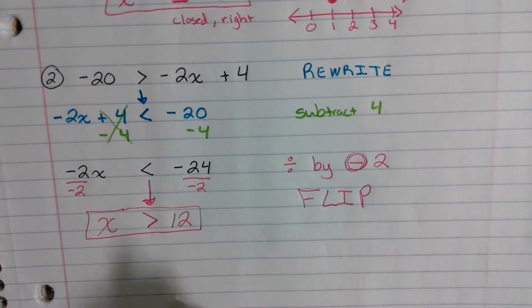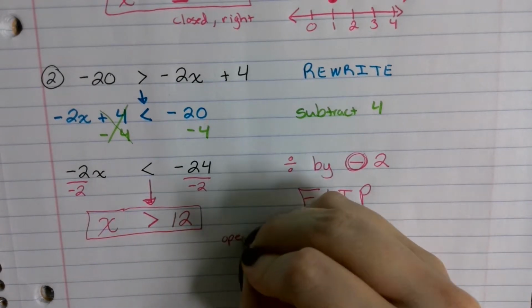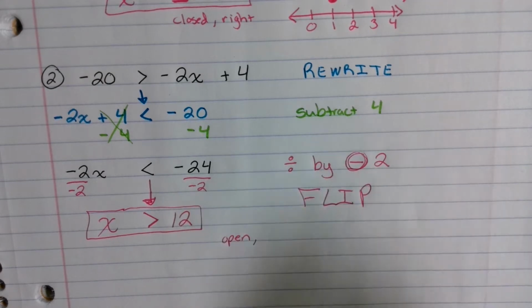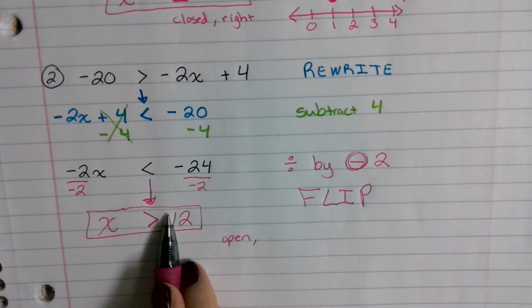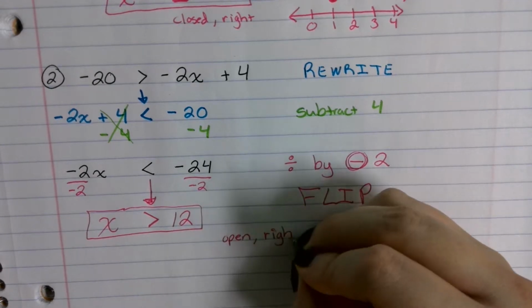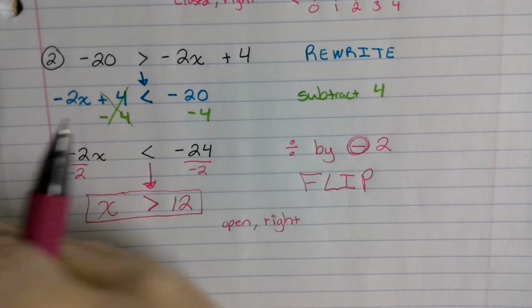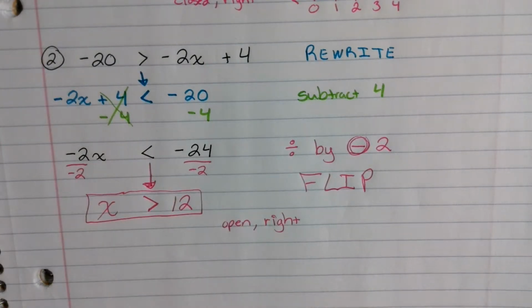Open or closed? Open, right? There's no line underneath it, so it's open. Left or right? To the right. It's pointing to the right. You guys got to learn your directions. It's pointing to the right. It's eating to the left, but it's pointing to the right. Think of it as an arrow, not a mouth anymore, okay?